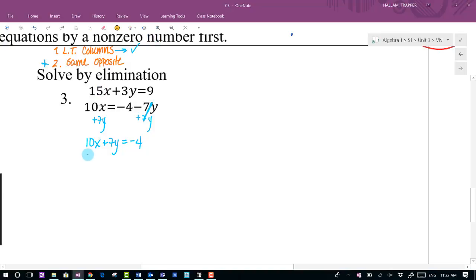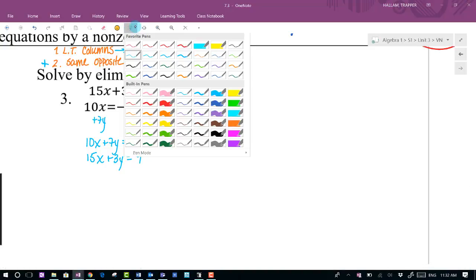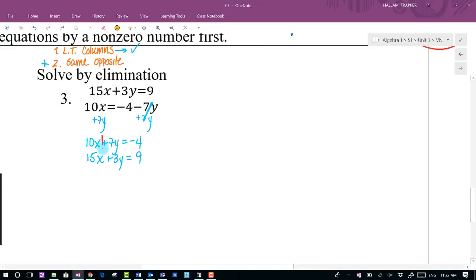Let's rewrite the other linear equation below it. There we have it. And now we're in like term columns. Now we need to check to see if we have the same and opposite in one of the columns. But first, let's go ahead and draw this in so we can see our columns. Here are our columns, x over x, y over y, equal sign over equal sign, and constants over constants.